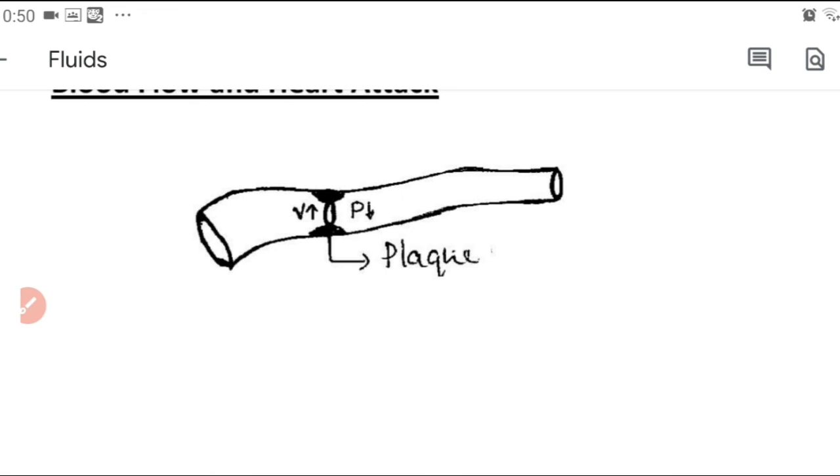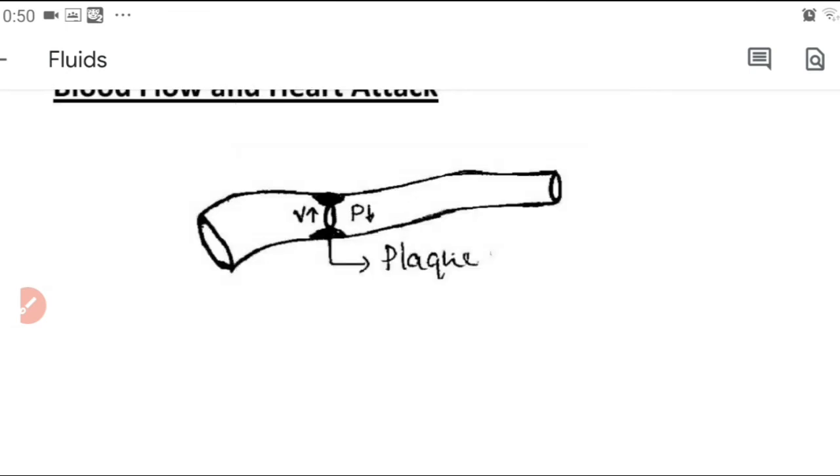So when blood passes through arteries, if plaque gets deposited on the walls of the artery, constrictions will be formed. Constrictions are the regions where the area of cross section is less. At the constrictions, the speed of flow of the blood will be more, as per the equation of continuity, AV equal to constant. When the area of cross section decreases, the speed will be more. When the blood passes with a very high speed inside the artery, the blood pressure decreases. That is as per Bernoulli's principle.